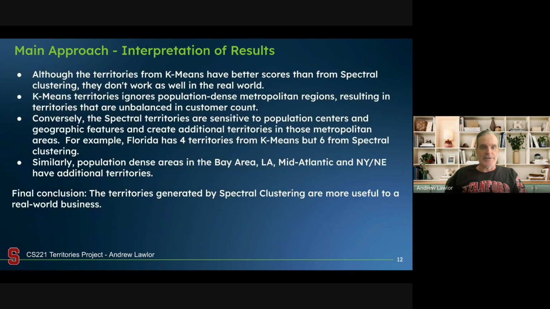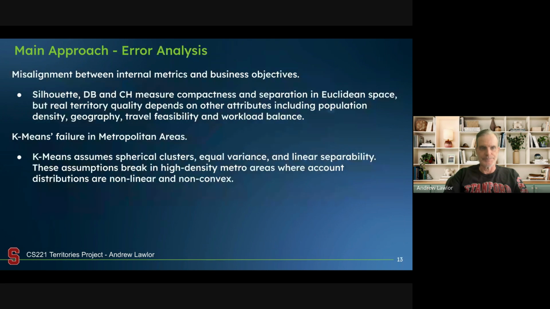So as a result, we see that although the territories from k-means have better scores than the spectral clustering scores, they don't fit as well in the real world. K-means ignores population-dense areas, resulting in territories that are unbalanced in customer count and not as beneficial in the real world. In error analysis, we looked at misalignment between internal metrics and business objectives between the two algorithms, and we noted that k-means really failed around populated metropolitan areas.